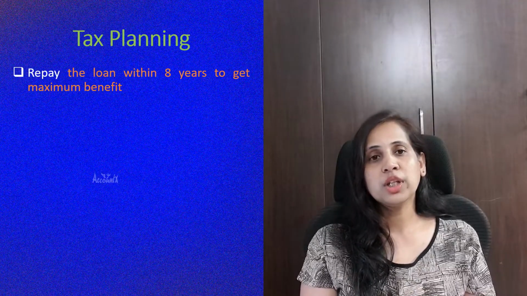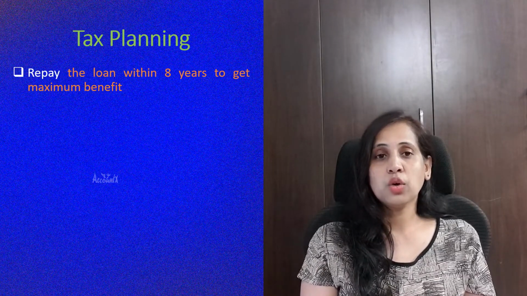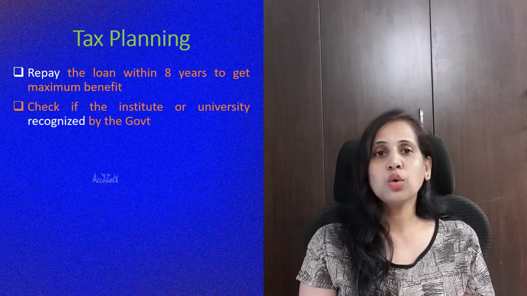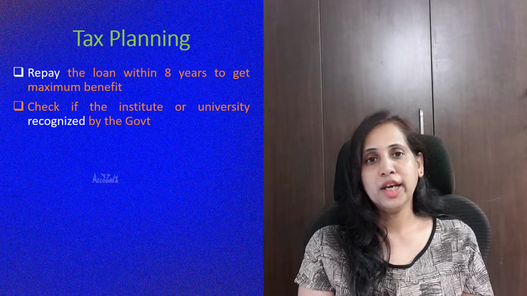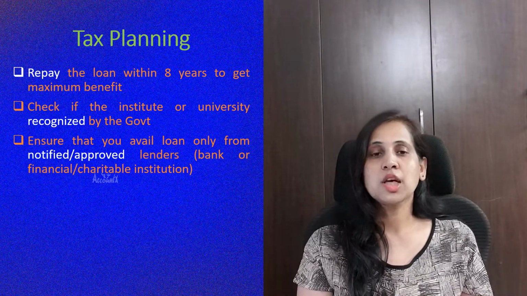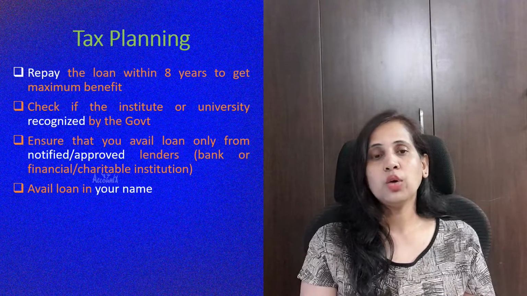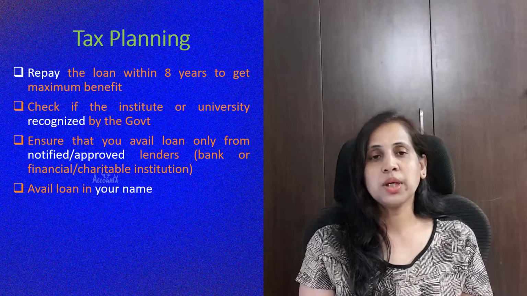Lastly, let's see how can we plan better so that we get maximum benefit of this deduction. First, repay the loan within 8 years to get maximum benefit. Because if you take more than 8 years to repay your loan, you can still get this deduction only for 8 years. Check if the institute or university in which you are planning to pursue education is recognized by the government. Ensure that you avail loan only from notified or approved lenders, that is banks or financial institution or approved charitable institution. Next, avail loan in your name. If the loan is sanctioned in someone else's name, then you as a taxpayer will not be able to avail this deduction.